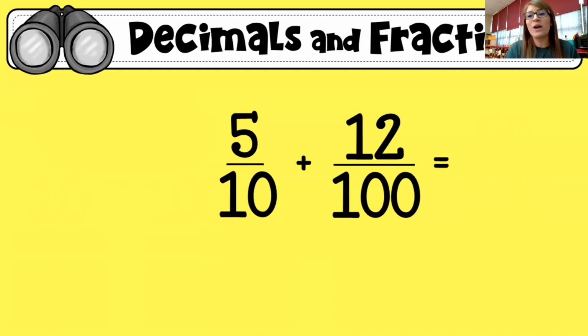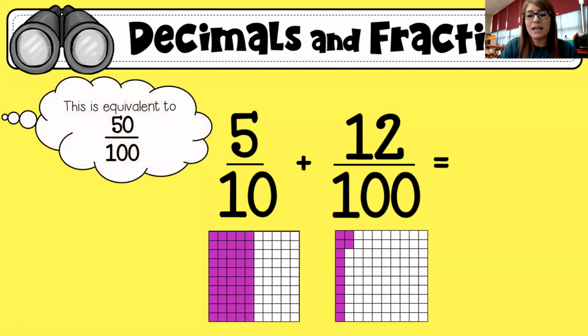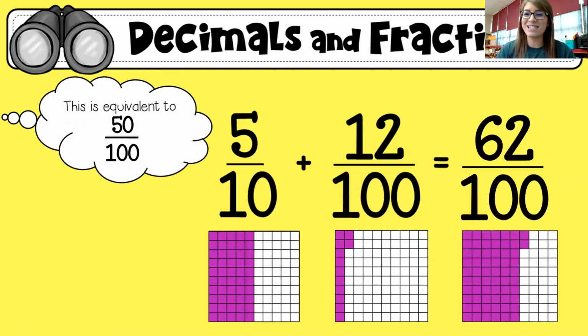Okay, so let's look at this one. Which fraction can stay the same? 5/10 plus 12 hundredths. Very good. You should have left 12 hundredths alone. There is 5/10 shaded in, and here is 12 hundredths shaded in. 5/10 is equivalent to how many hundredths? Very good. 50. 10 times 10 equals 100, and 5 times 10 equals 50. So now we are not going to be adding 5 plus 12, but we are going to be adding 50 plus 12. 50 plus 12 you should have gotten, very good, 62, and our denominator stays the same at 100.